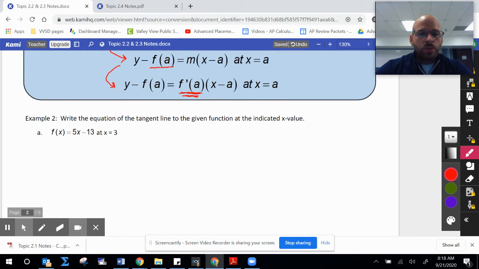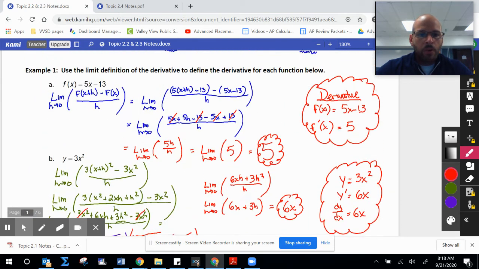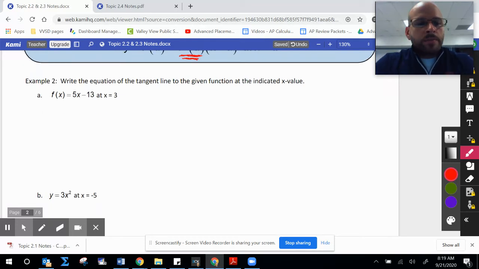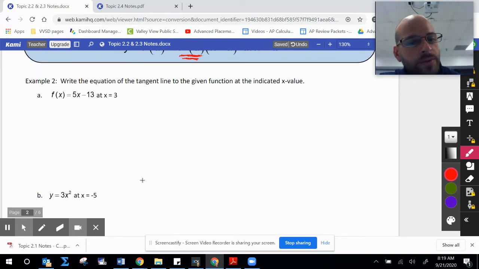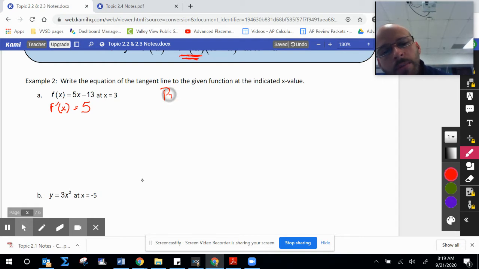So for example 2, if we write the equation of the tangent line to that function at x equals 3. Now, correct me if I'm wrong, we already found the slope or the derivative for part A in example 1. So if I know f of x equals 5x minus 13, and we showed earlier f prime of x was just 5. We did that in example 1. So I need a point. Whenever I write a tangent line, you always need 2 pieces of information. You need a point and you need a slope, okay?